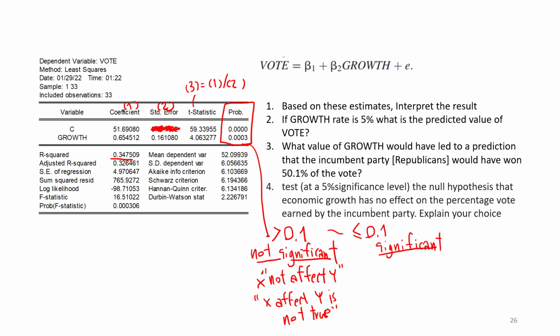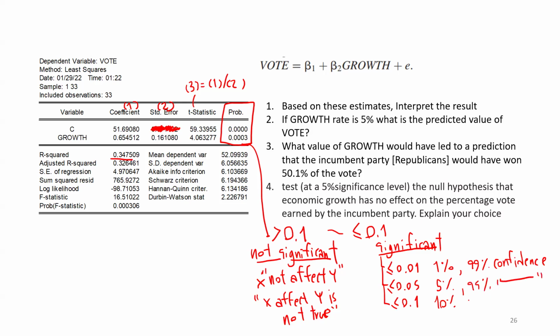But we have 3 significance levels here: 0.01, 0.05, and 0.1, which means it's significant at the 1% significance level, the 5% significance level, and 10%. Or if we write it in terms of confidence, it means 99% confident, right? 95% confident and 90% confident.